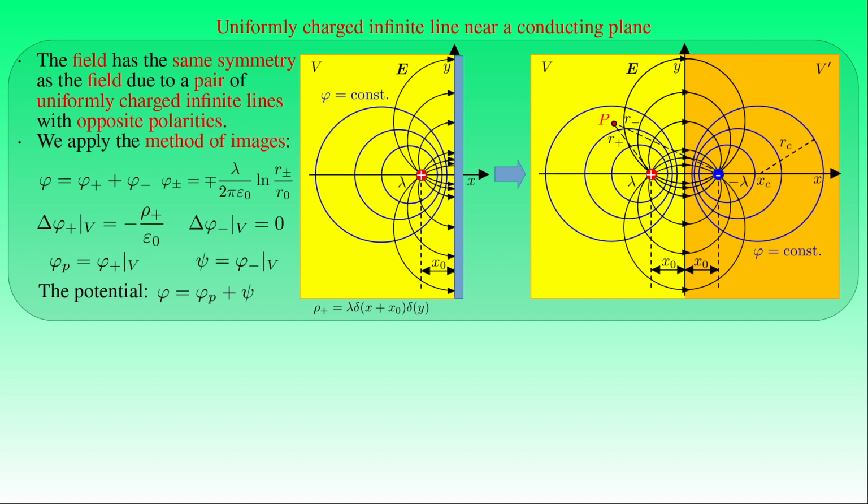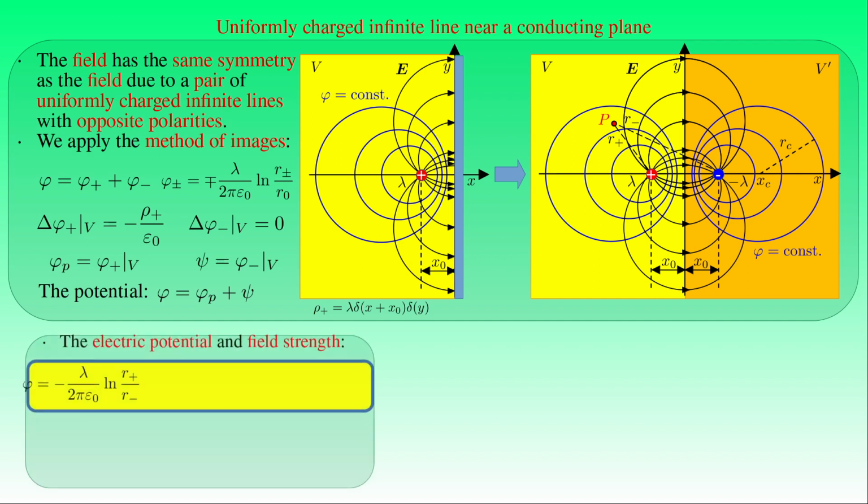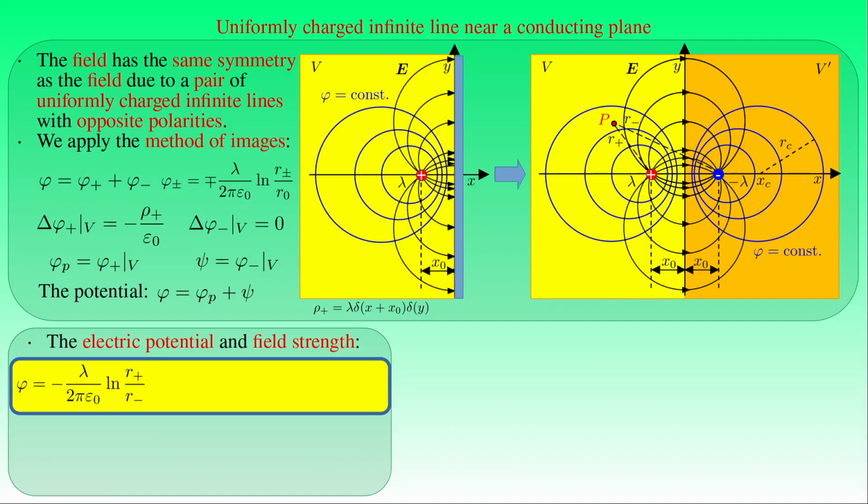Since the potential in this problem is the same as the one due to the pair of uniformly charged infinite lines with opposite polarity, the electric field E at a given point near the infinite line and the infinite conducting plane is also the same as the one derived in the previous problem. Here r sub plus denotes the distance between the point and the line charge, whereas the distance r sub minus between the point and the image charge can be interpreted as a shorthand notation in the formulae.